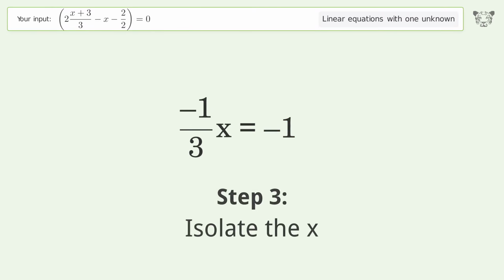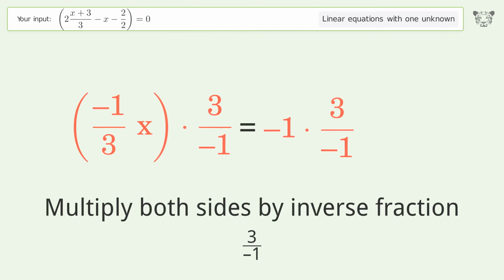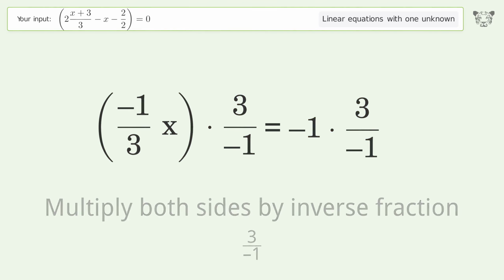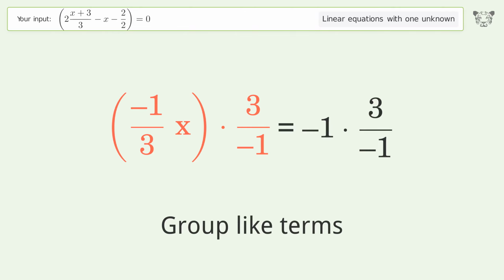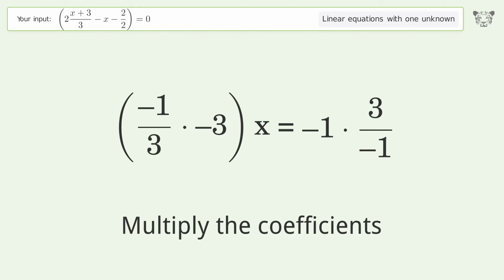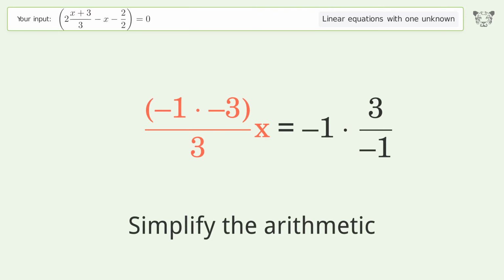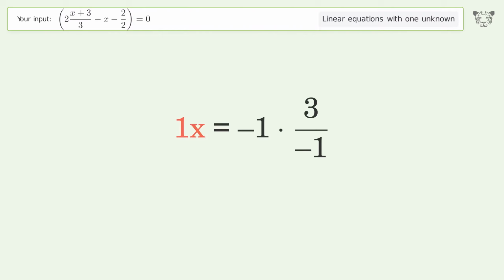Isolate the x. Multiply both sides by inverse fraction 3 over -1. Group like terms. Multiply the coefficients. Simplify the arithmetic. And so the final result is x equals 3.